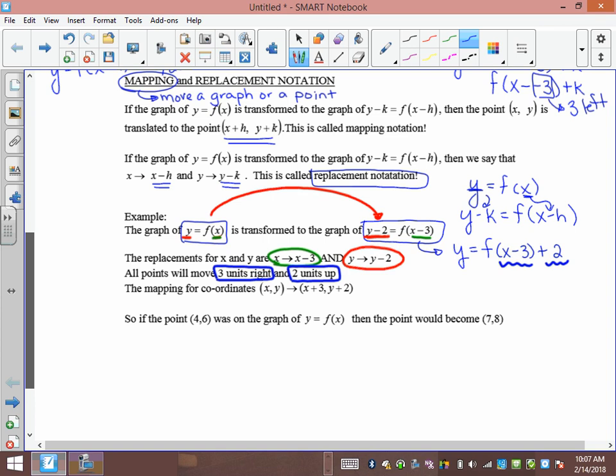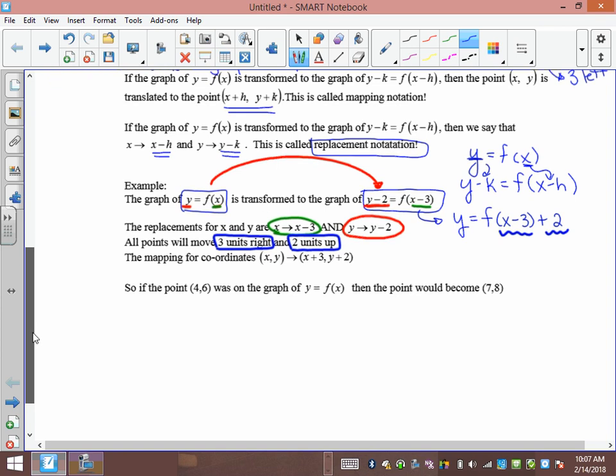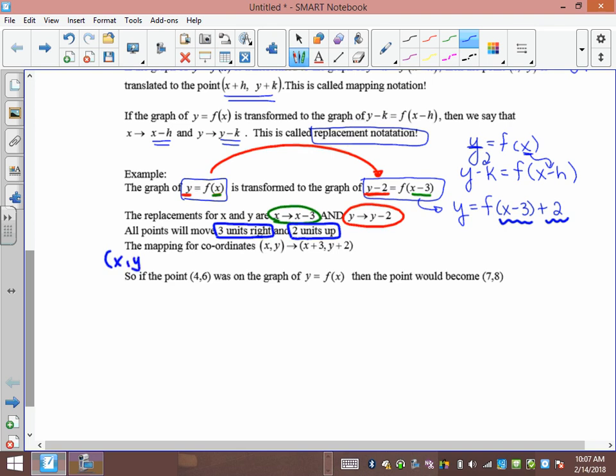We agree? So, mapping notation then. If our normal point was x, y, our new point is going to be x, and then I said I moved 3 to the right. So my point was at x, I'm going to move it 3 to the right. How could I write that? x plus 3. And then my point was x and y, and now I'm moving 2 up. So then I write y plus 2. So that's why we get this. Does that make sense? And mapping is awesome, because if they give you an original point now, you'd plug the original point in for x, y here, and you have the new point, and you move on to the next question.